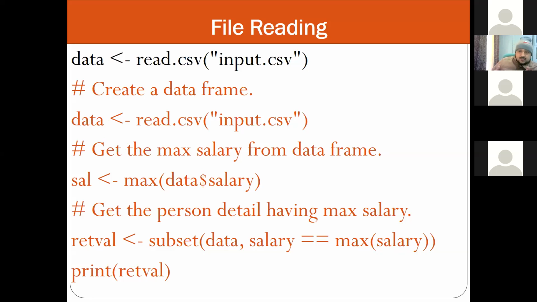Similarly, when we mention address, then address double equal to, and you mention the value in double quotes, and the person that satisfies this criteria will have the whole detail of that particular person displayed. Like that, we show file reading in the CSV file. So for CSV file reading, you just use read.csv.